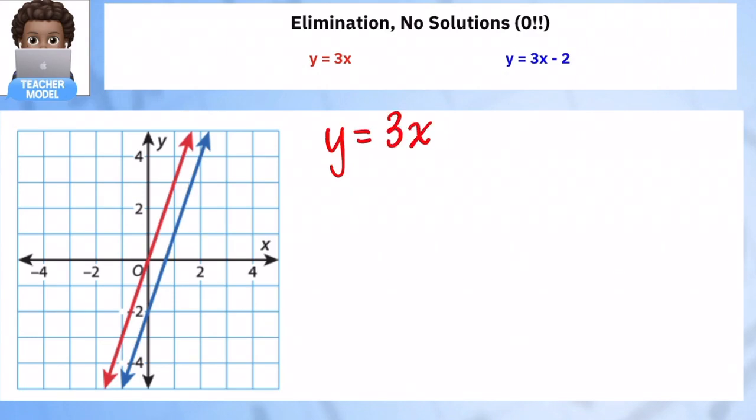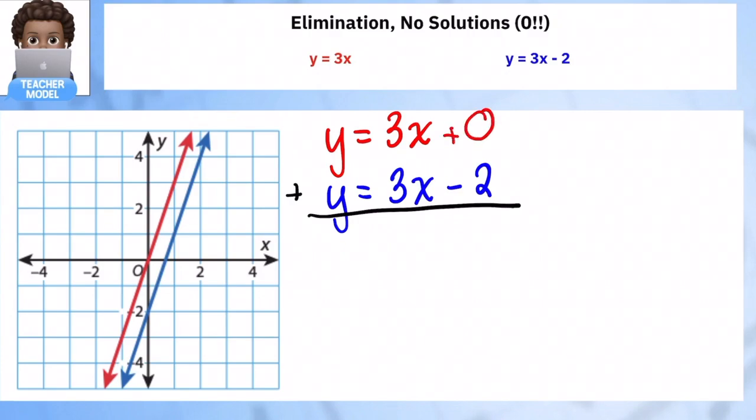y is equal to 3x. y is equal to 3x minus 2. I want to add them. I still want to create a 0 pair. I'm going to put a plus 0 here just to have it balanced. And just looking at it, I need to turn one of the equations negative. So I'm just going to multiply just the top one by negative 1.